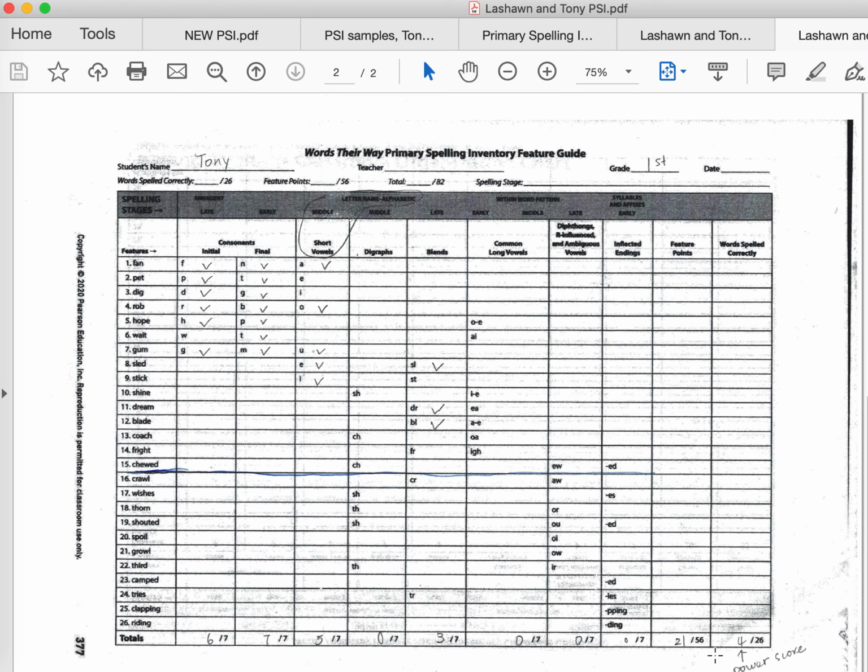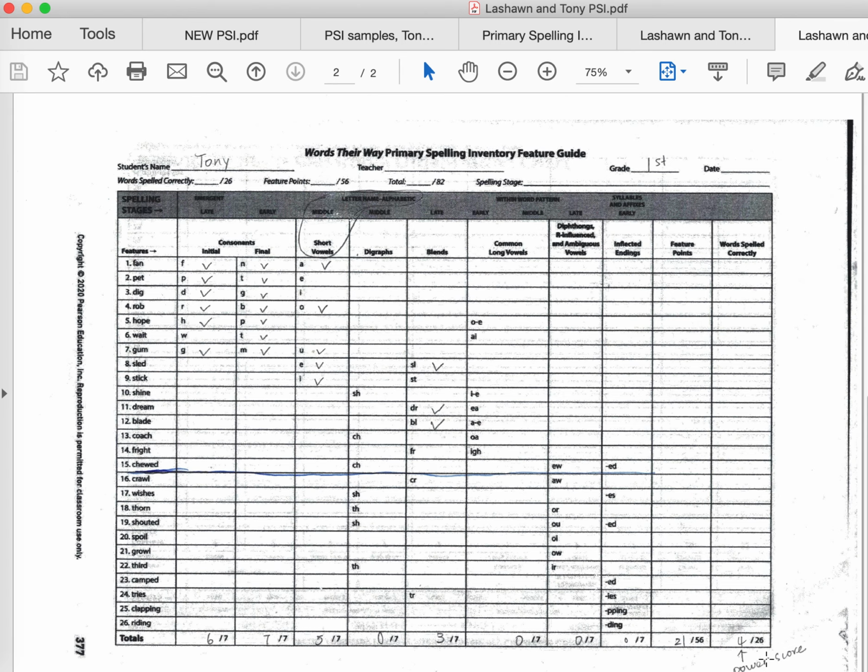Because he only attempted 15 words, the total points would be 25, which is 21 feature points plus the 4 words spelled correctly, the power score. Now that Tony's spellings have been analyzed using the PSI feature guide, let's determine his spelling stage.